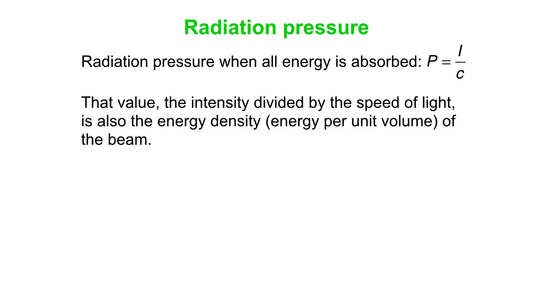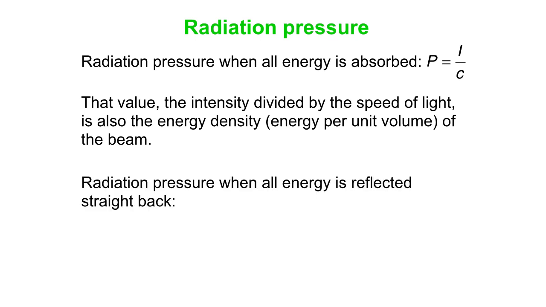And the intensity divided by the speed of light is also the energy density, the energy per unit volume of the beam. And we actually talked about that kind of issue back in fluids, right? When we had Bernoulli's equation, which had energy densities all over it and pressure terms. So we've seen that kind of thing before. Okay, now if the energy is reflected straight back, then you just simply have a factor of two in your equation. The pressure is double what it is for the case where it's absorbed.